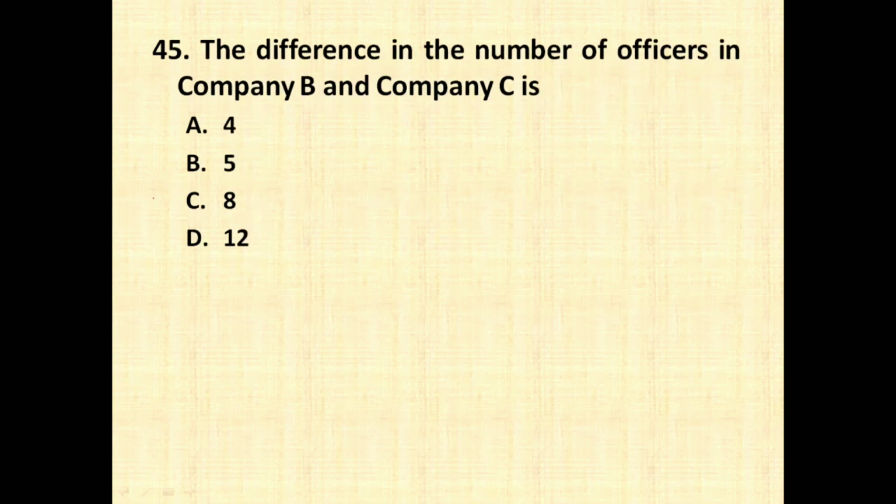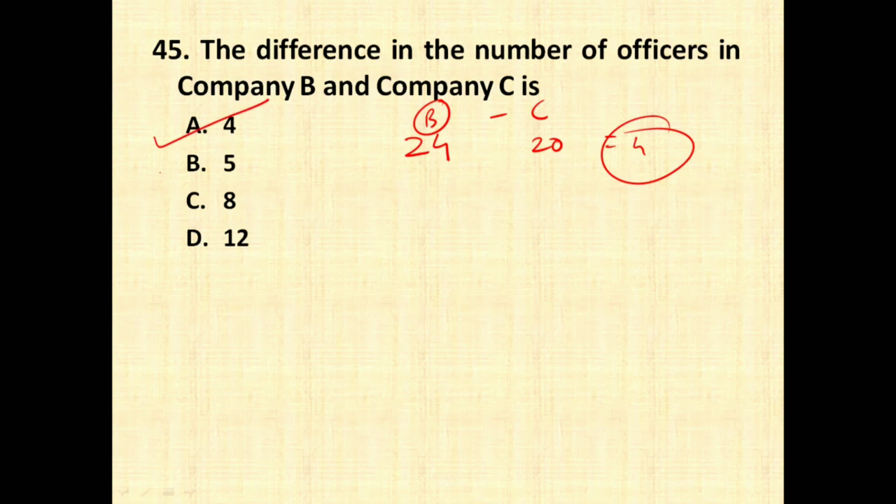The difference in the number of officers in company B and C. So in company B there are 24 officers and in company C there are 20 officers. So the difference is nothing but 4 officers between the two companies. So as I said, if you just solve the working note part, then it would have been a very easy question for you to solve this part.